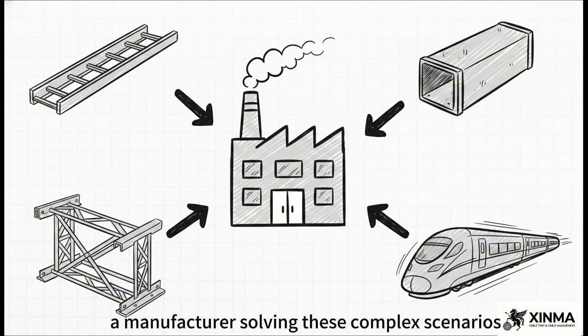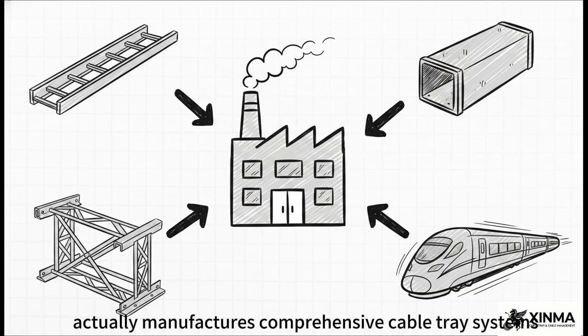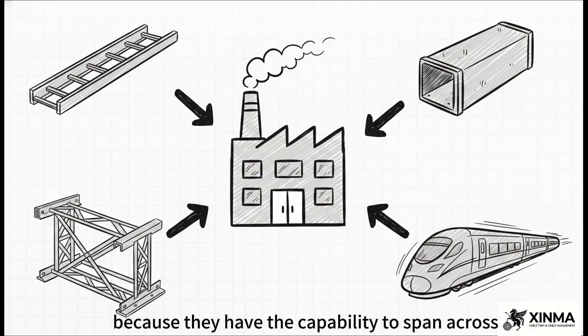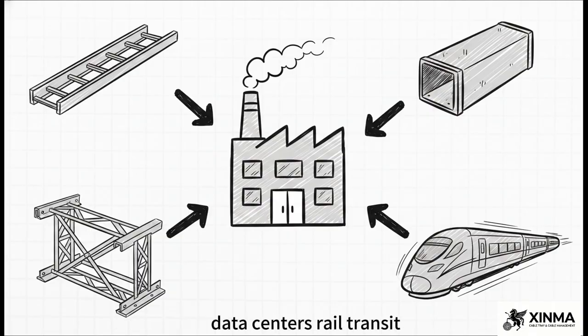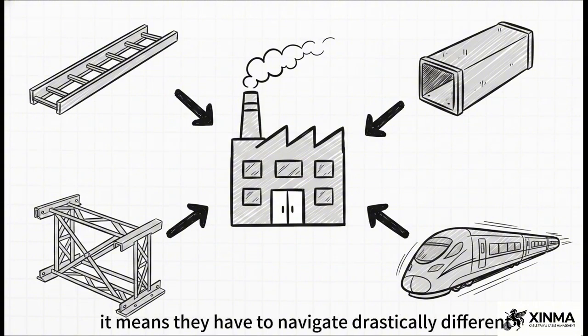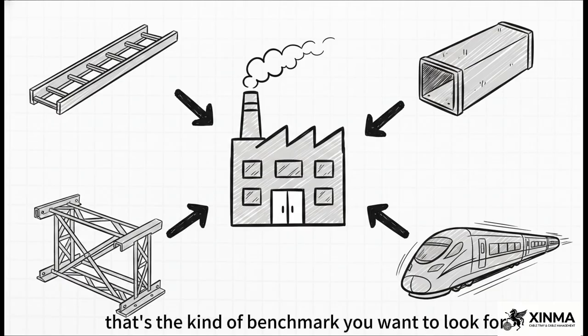A manufacturer solving these complex scenarios shouldn't just be bending metal gutters. Xinma actually manufactures comprehensive cable tray systems, busway, seismic bracing, and intelligent management solutions. Because they have the capability to span across data centers, rail transit, industrial plants, and commercial buildings, it means they have to navigate drastically different physical dimension requirements effortlessly. That's the kind of benchmark you want to look for.